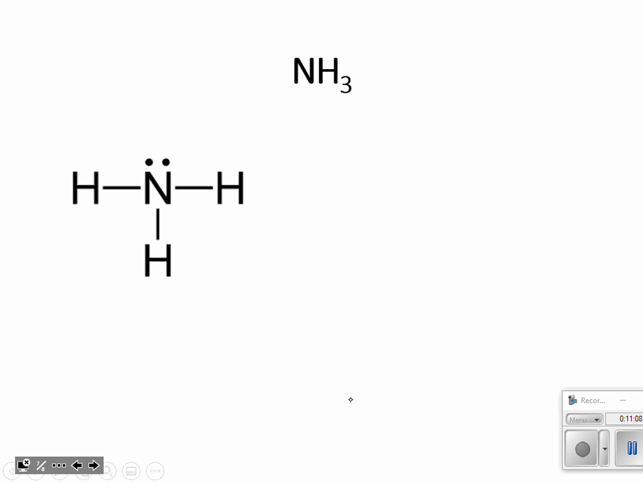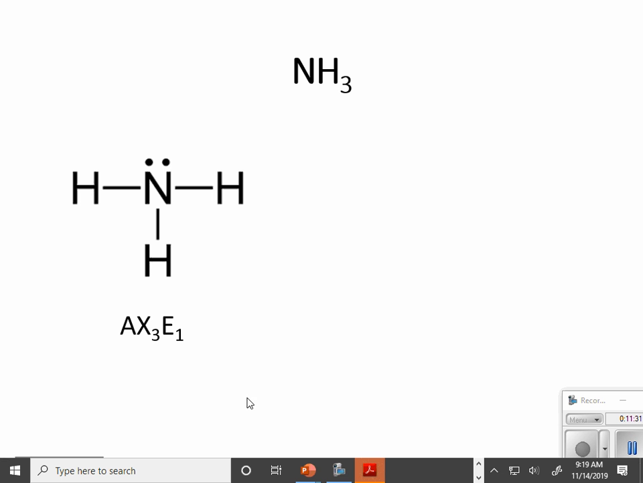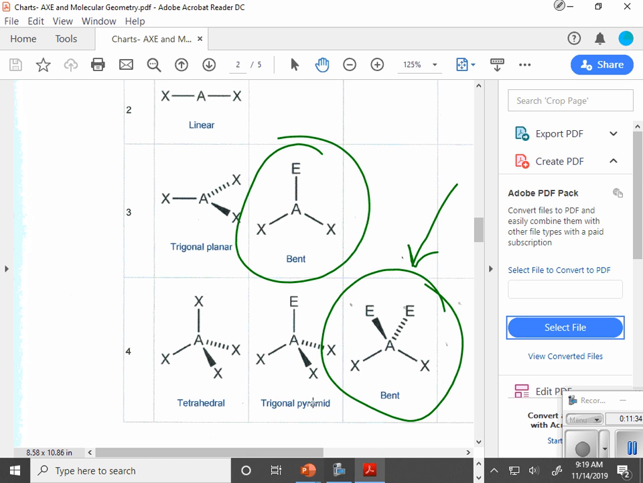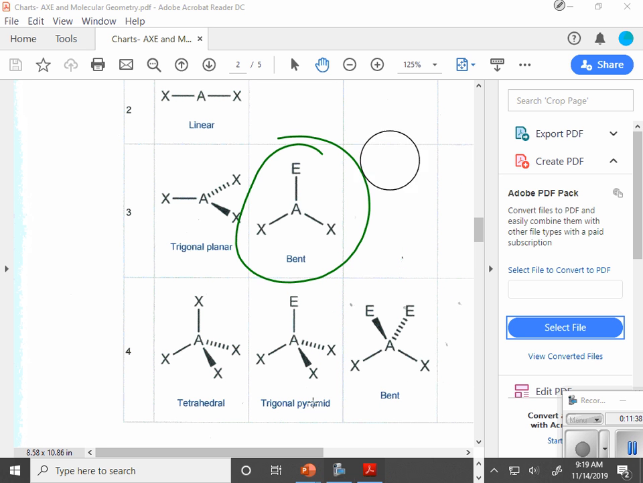Ammonia. Ammonia is another common one that we see. When I AX ammonia, I see AX3E1. AX3E1. Head back to my AX packet. AX3E1.